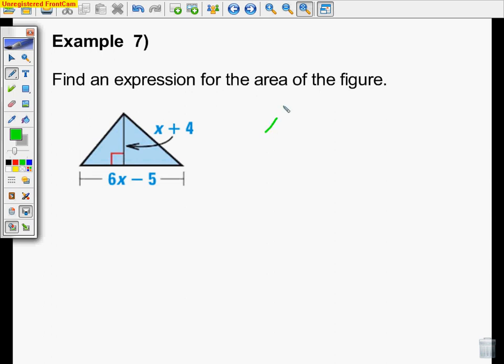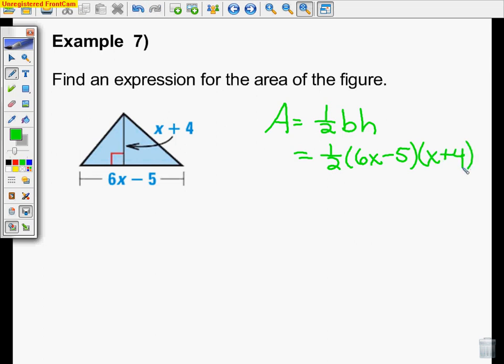Now we know that the area of a triangle is given by the formula 1/2 base times height. Well, the 1/2 is obvious, it's 1/2. The base, 6x minus 5. So we're going to go ahead and just plug that in, 6x minus 5. And then the height is x plus 4. So again, we just write the x plus 4.